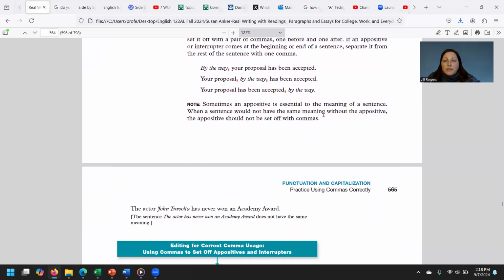Also, sometimes an appositive is essential to the meaning of the sentence. When a sentence would not have the same meaning without the appositive, no commas. So it's kind of like those restrictive and non-restrictive clauses. If it's essential to the meaning, no commas. If it's not essential, commas. Okay, so here's our example of it's essential. The actor has never won an Academy Award. That doesn't make sense without using this person's name, right? The actor John Travolta has never won an Academy Award. This is an old book. I'm not sure if that's still true, but it doesn't make sense if you take out John Travolta. So that's how you know this appositive cannot have commas, because it's essential to the meaning of the sentence.